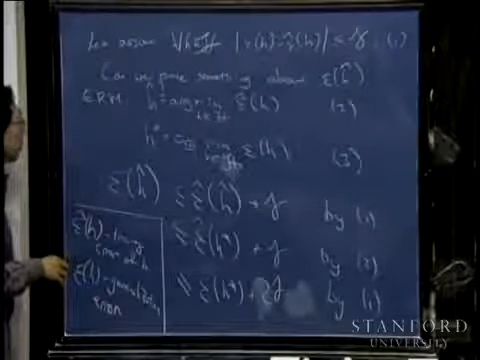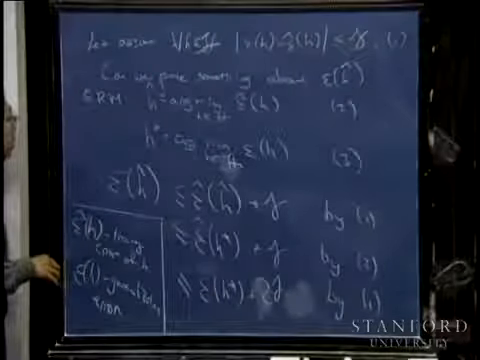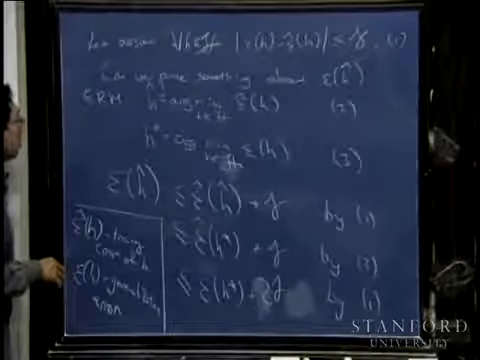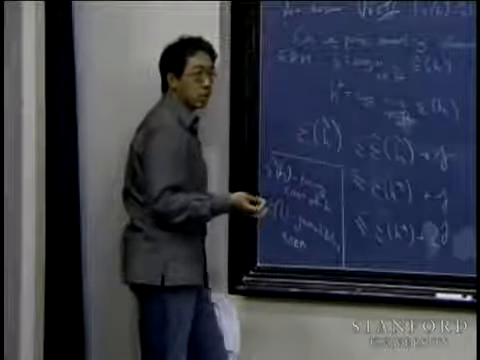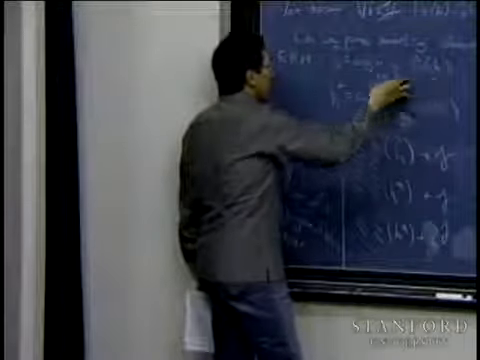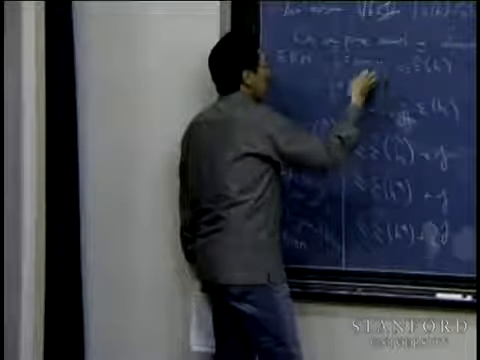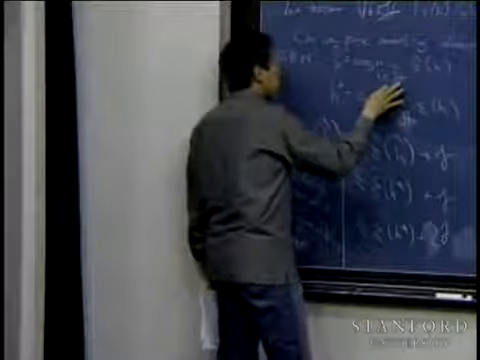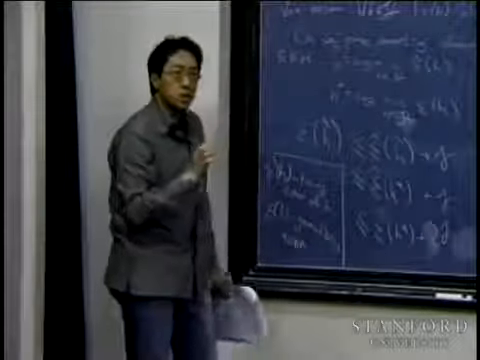And H hat is the hypothesis that's chosen by empirical risk minimization. Empirical risk minimization is the algorithm that minimizes training error, and so epsilon hat of H is the training error of H. And so H hat is defined as the hypothesis that, out of all hypotheses in my class script H, minimizes training error, epsilon hat of H.